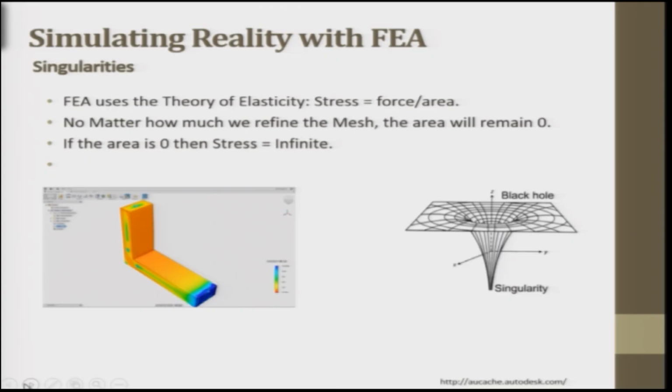Now singularities. What is a singularity? Finite element analysis uses the theory of elasticity, that is, stress is equal to force per unit area. No matter how much we refine the mesh, the area will remain 0. So if the area is 0, then stress is infinite. This is known as singularity. At some specific point, it is like a black hole. At some specific point, it shows a very high stress, so infinite stress. This is known as singularity.